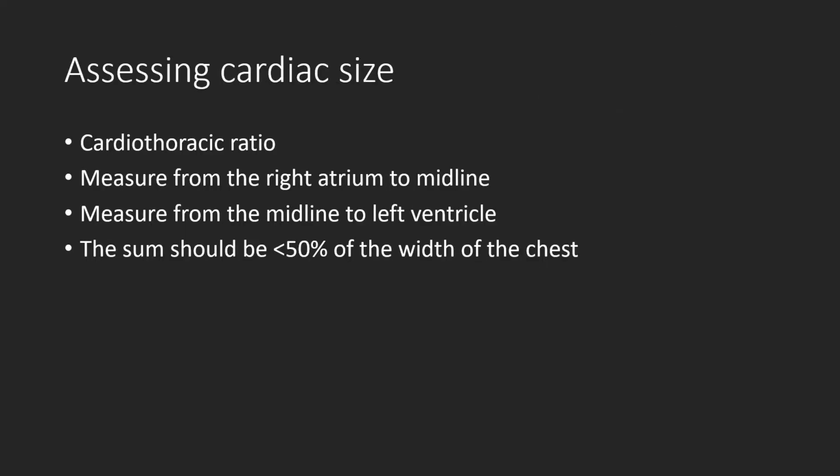Let's now move on to the heart. One of the more basic fundamentals of chest X-ray interpretation is assessing for cardiac enlargement. This is most typically done with the cardiothoracic ratio. This is obtained by measuring the right atrium to midline, the most lateral portion of the left ventricle to midline, and then summing them together. A normal heart should be roughly half of the sum of the total width of the chest.